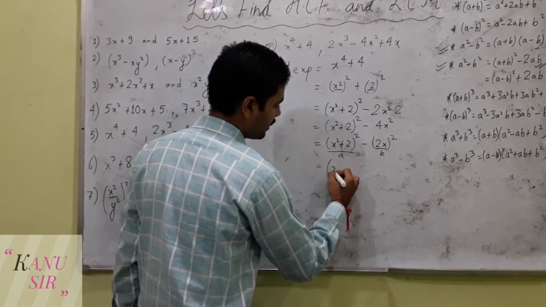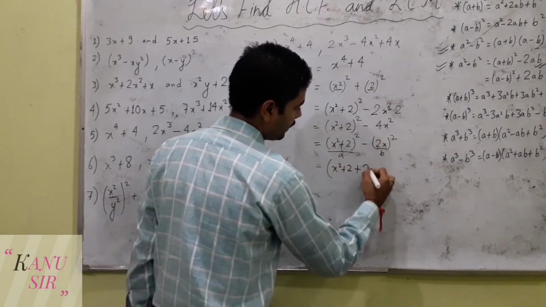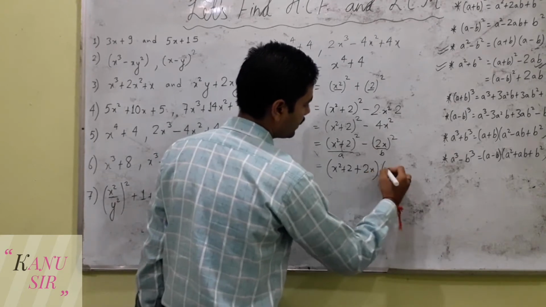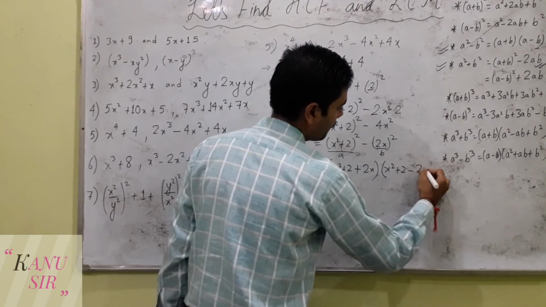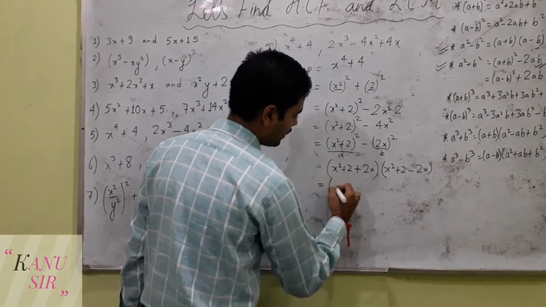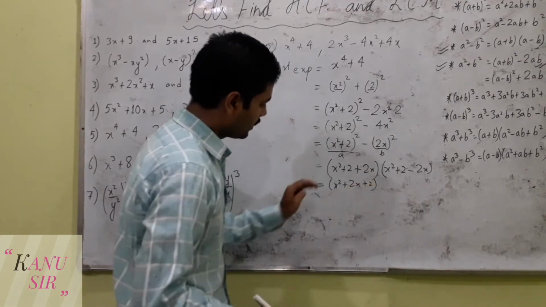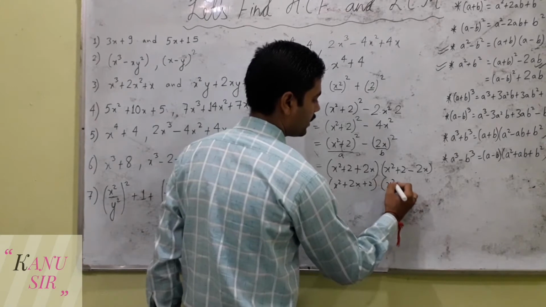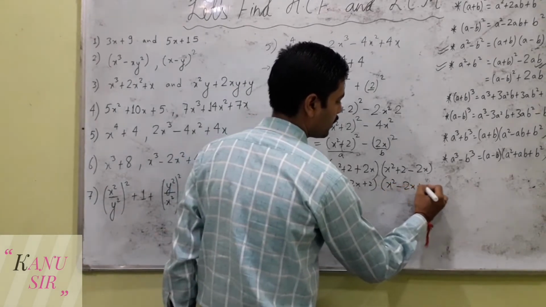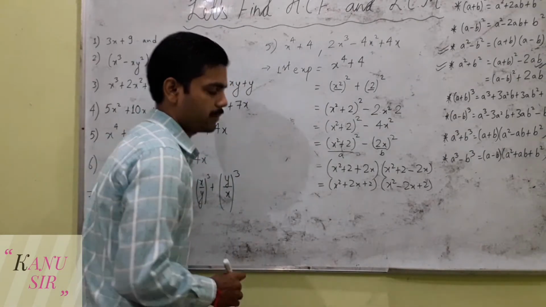Then you will be writing a plus b, again you will be writing a and minus b. You can arrange them, x square plus 2x plus 2, in a decreasing order of power of x, and you can write here x square minus 2x plus 2. This was for the first expression.